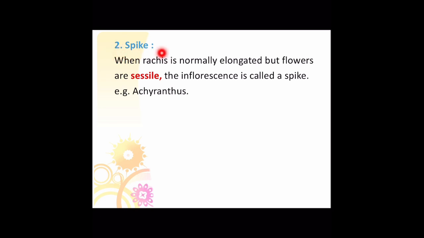Second one is spike. When rachis is normally elongated but flowers are sessile, the inflorescence is called a spike. Example, Achyranthes.